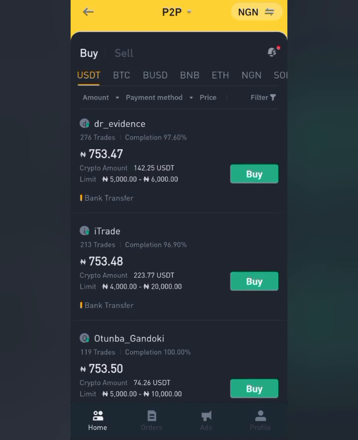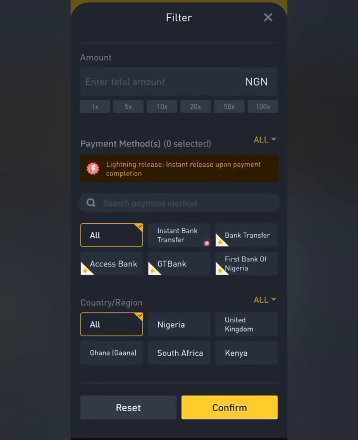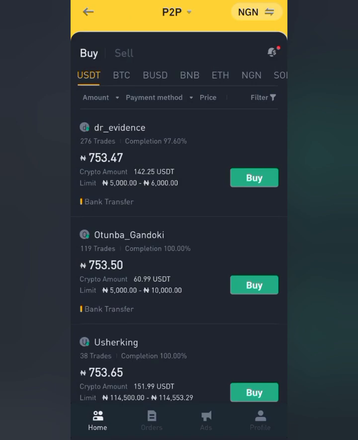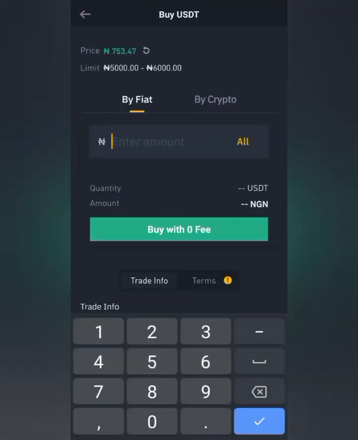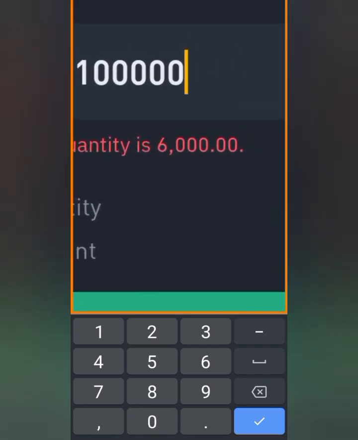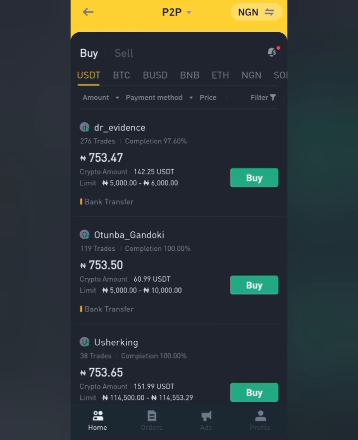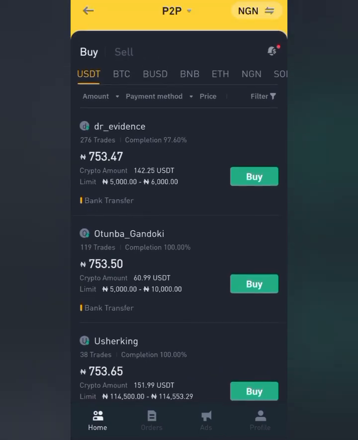So we're going to look at this. First of all, I think I've told you that you should filter. Yes, we have done that. Good. Next, we are going to buy 100,000 Naira worth of USDT. Let's go ahead and see it. Oh, is that the smallest we can buy? Oh, it says the max quantity. Sorry, I was looking at the wrong thing. Okay, so first of all, you need to filter, because that's the small amount.